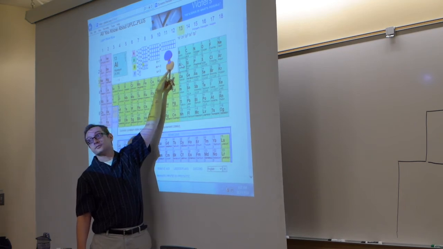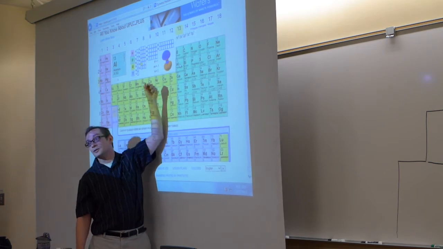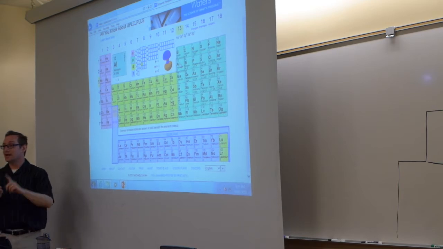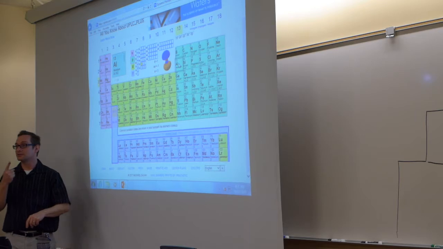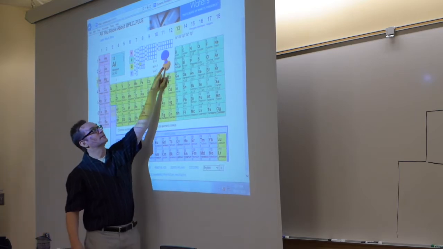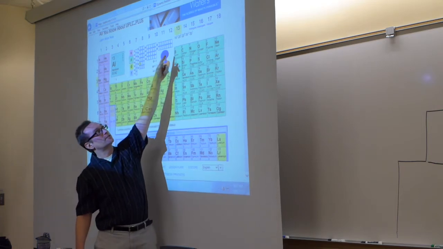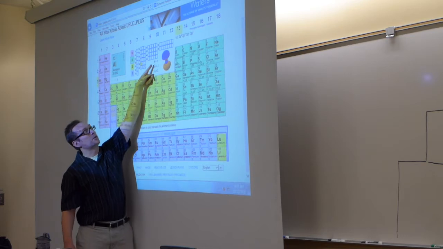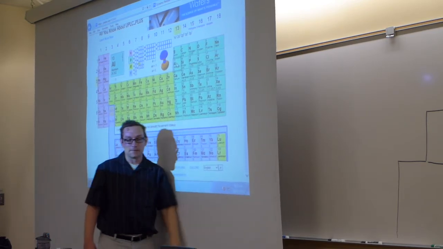Here's the nodal picture for a 3p orbital. So here's the nucleus, and it goes from blue to orange. That's one node. 3p, n equals 3, l equals 1, so 3 minus 1 minus 1 is one node. And the node is this thing right here. Here's the electron configuration for aluminum. Here's the orbital diagram. Here are the quantum numbers for that outer electron. Pretty cool, huh?